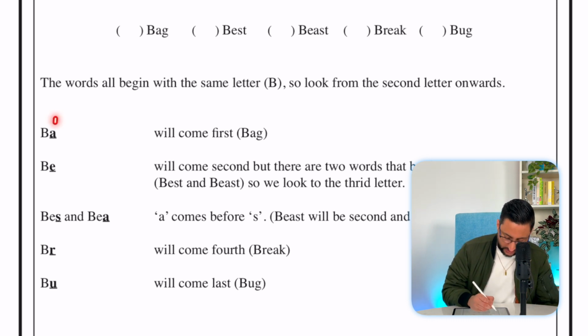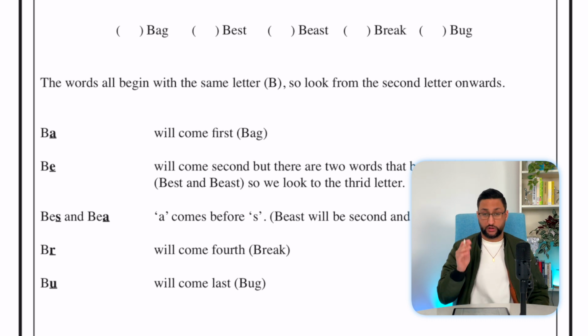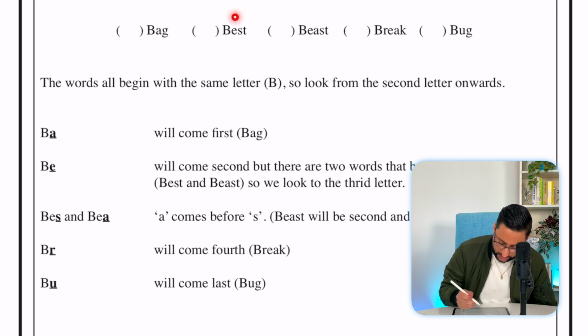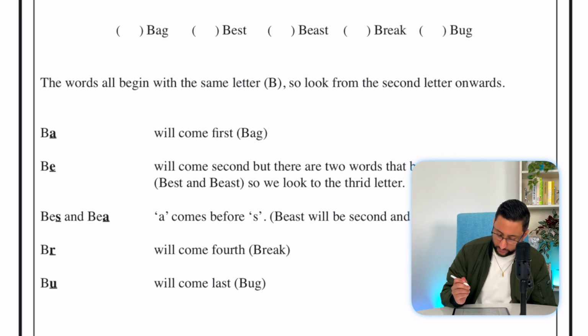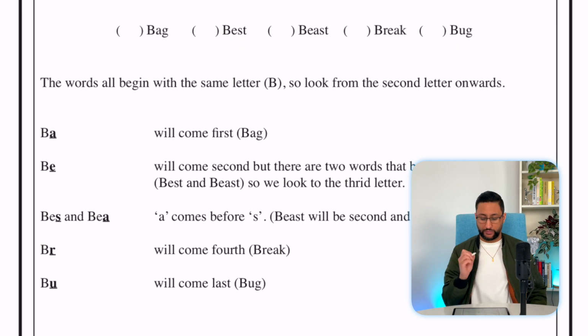A is the second letter. And if we look at the second letters of the rest of the words, we have E, E, R, and U. So bag's going to come first. The second letters that we've got from the words that are left, we have E, E, R, and U. Now E is going to come before R and U.